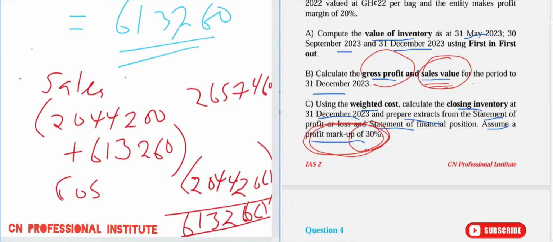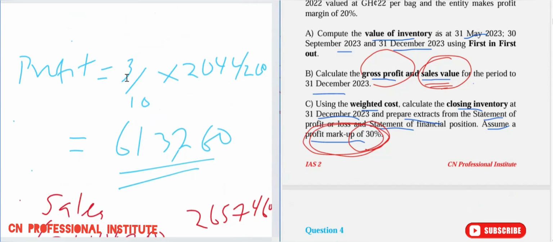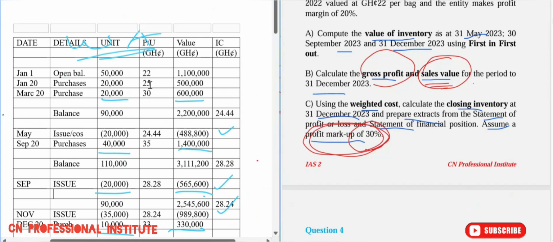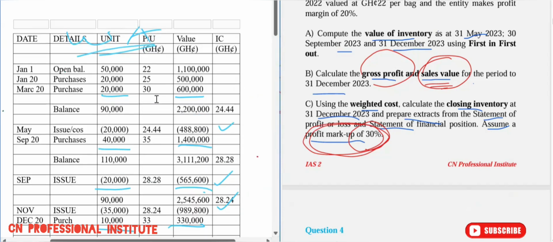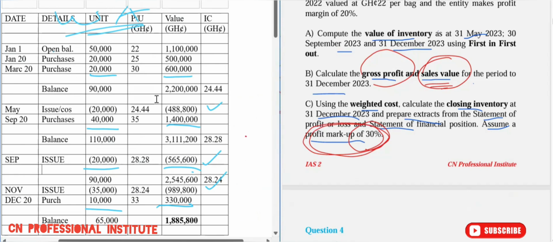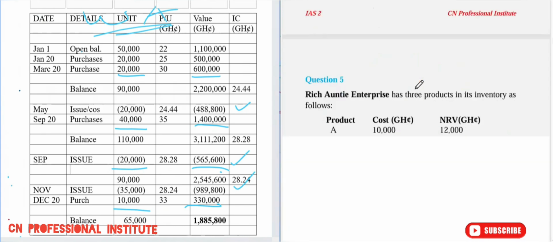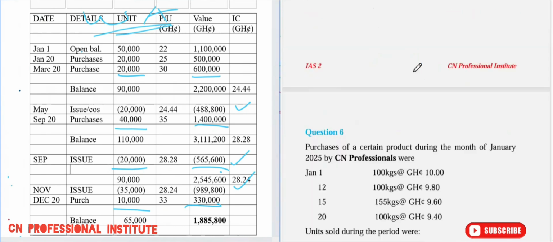I hope this was helpful. So with the weighted average, I said you can do your own thing, you can do it your own way. You can bring the balance to any side that you want. You have so many presentations. Just make sure your answers are the same, right? So that's all about inventory. We've solved almost all these questions.